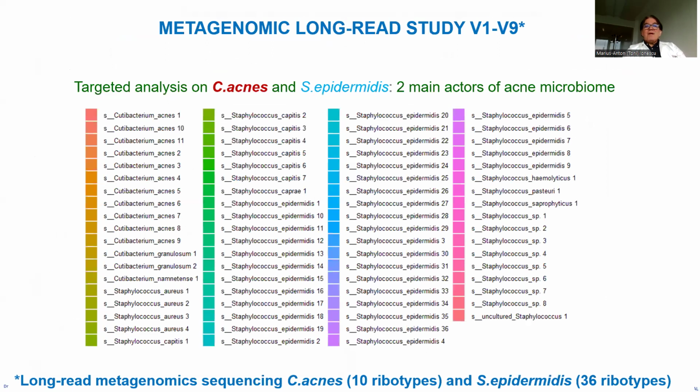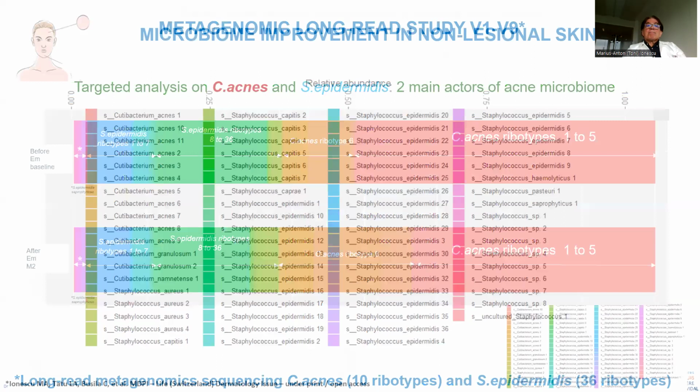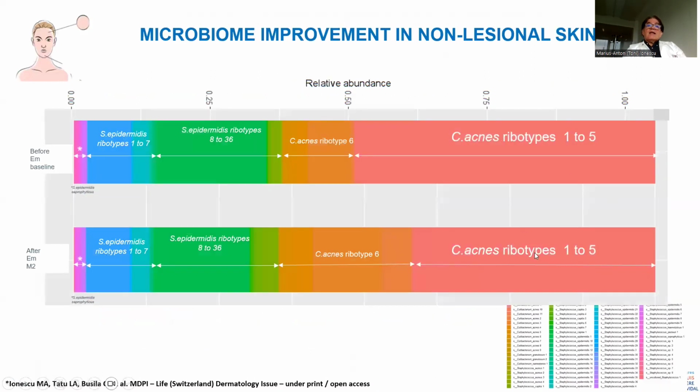You can see here how many families of C. acnes, so all the ribotypes, 10 ribotypes were identified here, but also 36 ribotypes of Staphylococcus epidermidis. And you can see here in orange the C. acnes, the good ribotype, non-acne strain, it was not very well represented on non-lesional skin, and it was significantly increased in non-lesional skin.